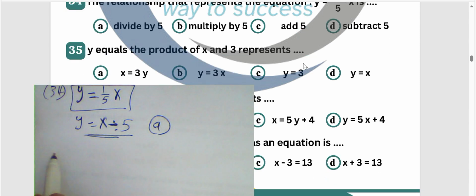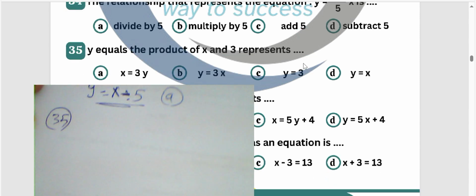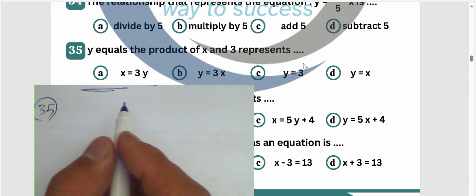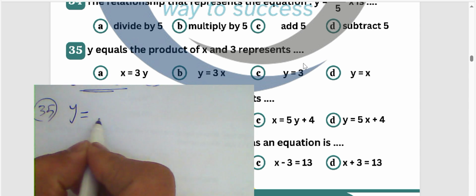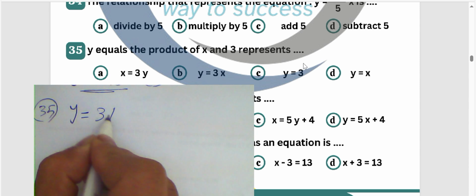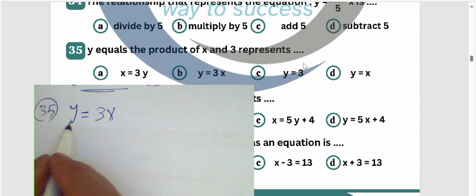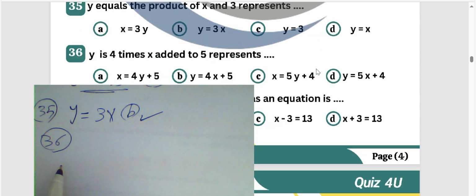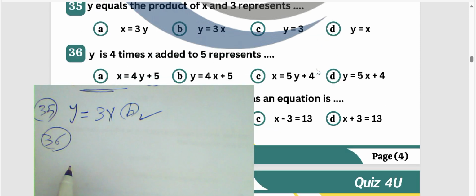35. Y equals the product of x and 3 represents what? Y equals the product of x and 3, it will be 3x. Choose letter B. Question 36. Y is 4 times x added to 5. Okay, 4x added to 5.